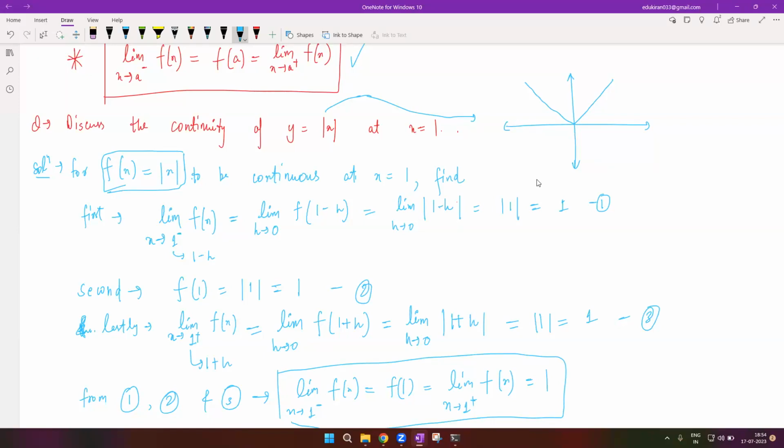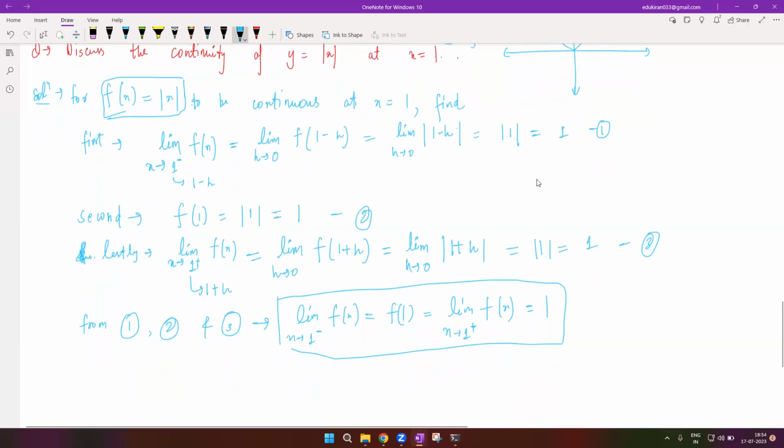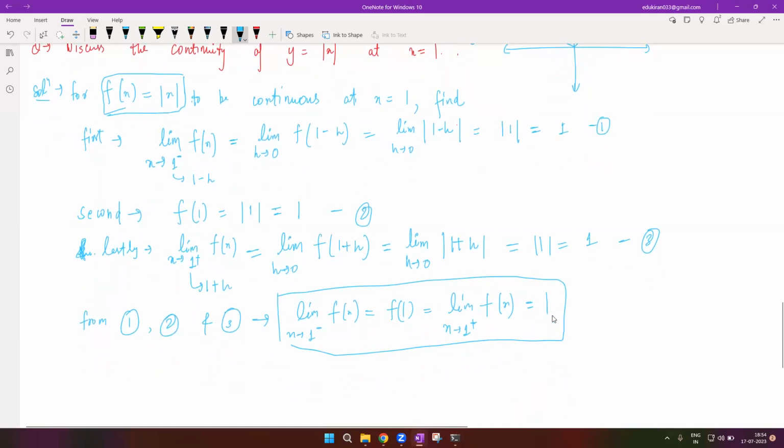That is why all three of these limits came the same, right? So it implies that y is equal to mod x, or f(x) is equal to mod x, is continuous at x is equal to 1.